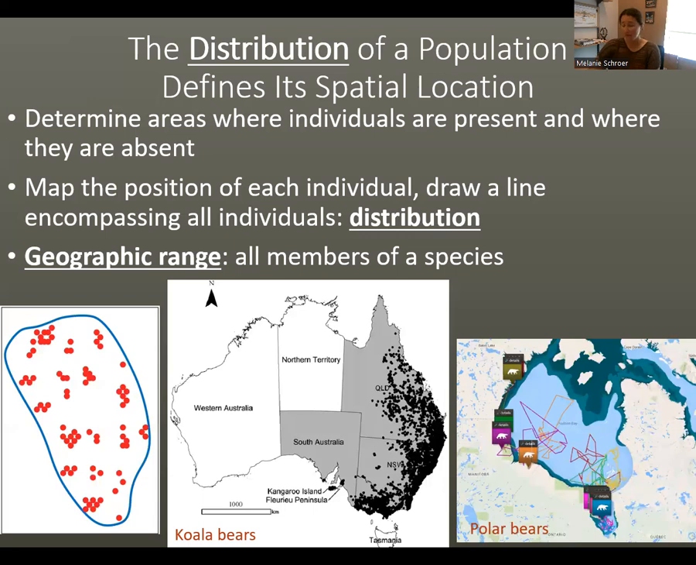organisms that move around a little bit more might require a different type of metric, a different type of technology, and so this is a distribution of polar bears. A GPS tracker has been put on a series of polar bears, and we can see their patterns of movement throughout the Hudson Bay. And so here, instead of just a dot, we actually have the range of an individual animal. And so once again, we can just draw a line around all of these, and that would be the distribution of the polar bears.